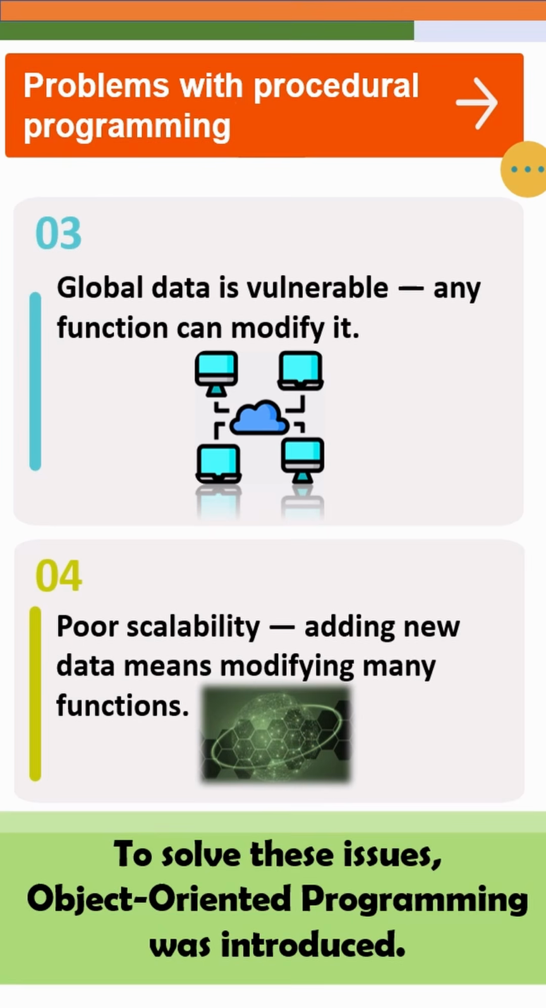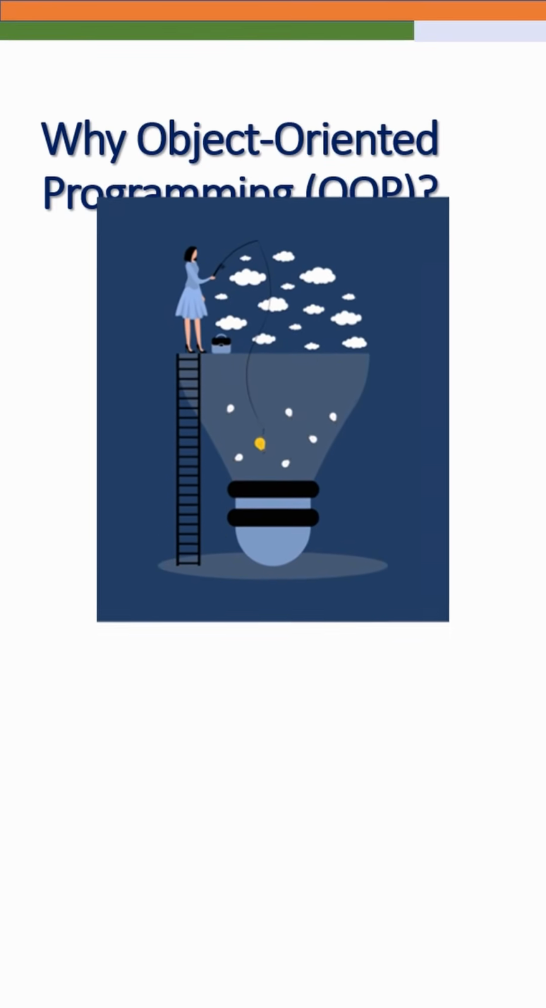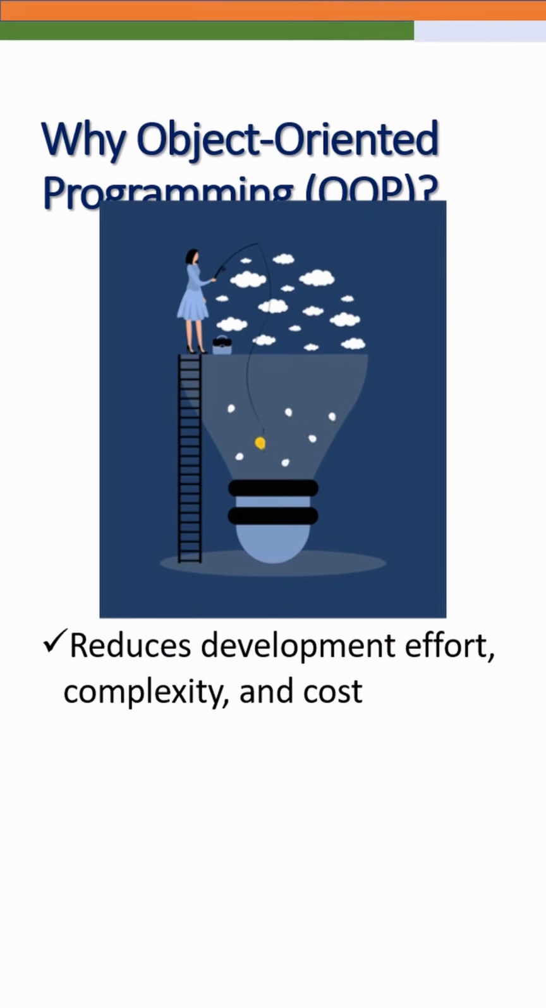Now that we have seen the drawbacks of procedural programming, let's look at why object-oriented programming becomes so important. It reduces effort and complexity. Number one, in large procedural systems, adding new features or fixing bugs can be time-consuming and error-prone because of the tight coupling between the functions and data. So OOP reduces this by organizing code around objects that encapsulate their own data and logic. This makes the system easier to understand, modify and extend.